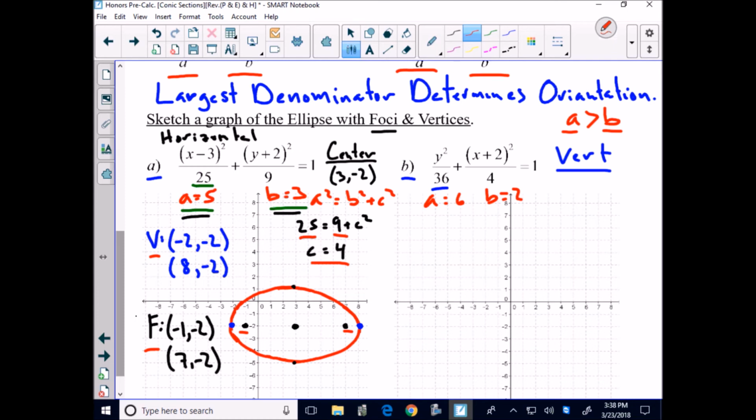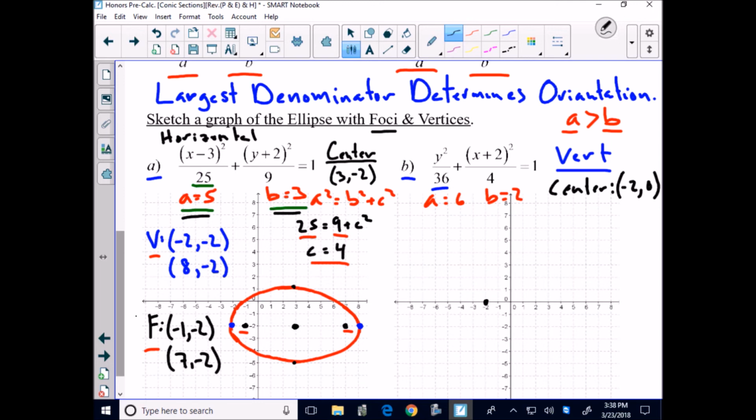We know that the center of this vertically orientated ellipse is going to be given to us by the constants that we're adding and subtracting from the x and y terms. Right here we can say that our center is going to have an x value of negative 2, and since we're not adding or subtracting anything from y, we can say that the y value will be 0. So there's the center of our ellipse.